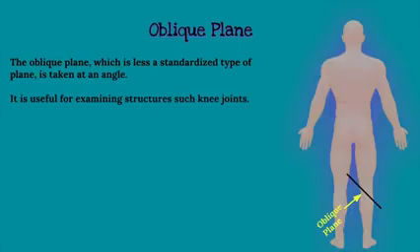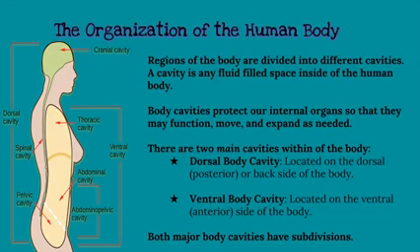The oblique plane, which is less frequently used than the other planes, is taken at an angle, and it's mainly used when examining structures inside of the knee. The body can be organized into different cavities, and a cavity is any space inside of the human body that is filled with fluid. These cavities function to protect our organs, so our organs can function properly.